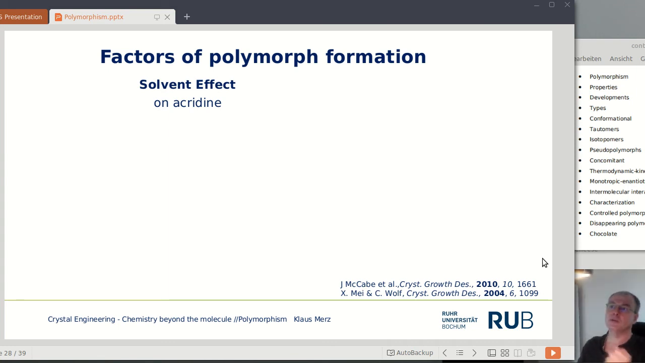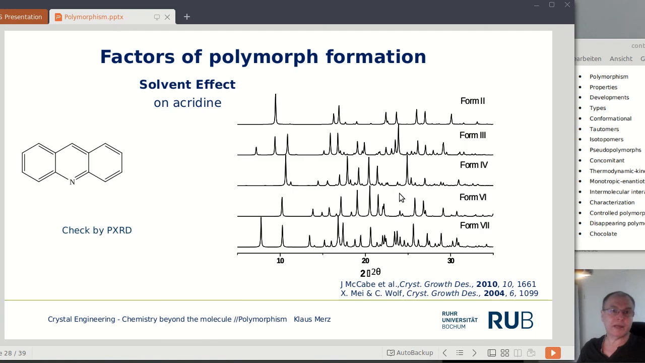One is solvent effects. I have shown you acridine, and these are the powder diffraction patterns from acridine. Once again, very nice. You can use powder diffraction to distinguish between all these forms, 2, 3, 4, 5, 6, and so on. You can get all these polymorphic forms only by crystallizing acridine from different solvents, or the same solvents with a little bit of differences in crystallization behavior.